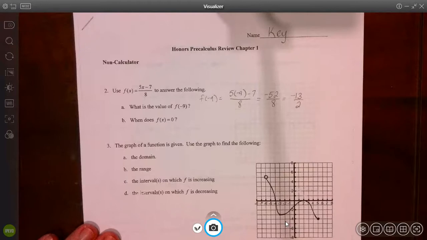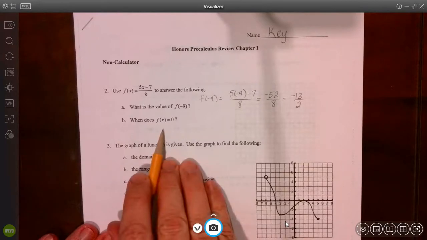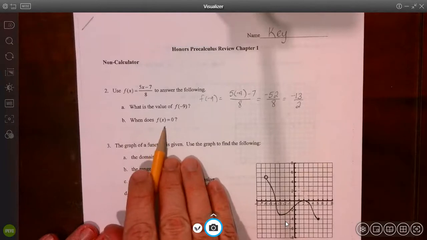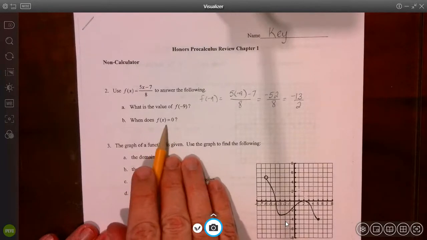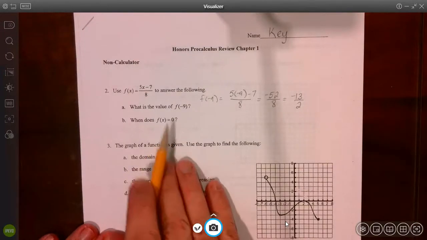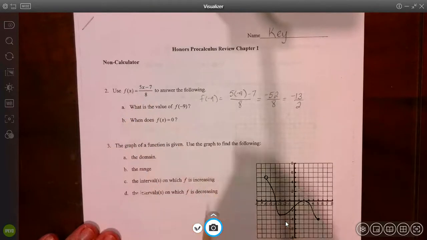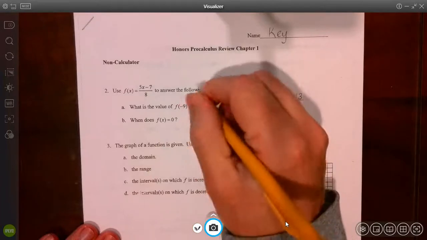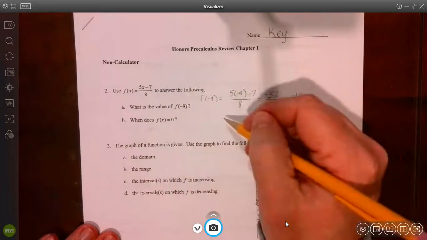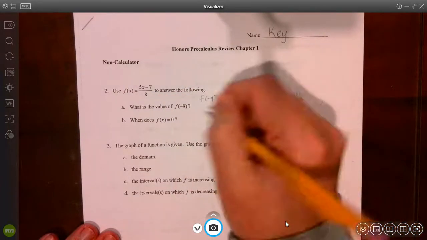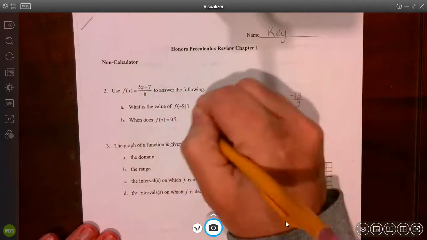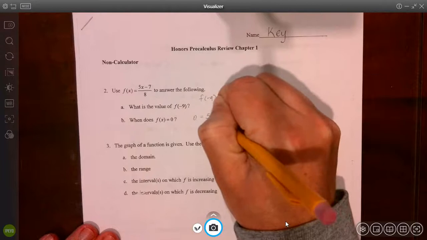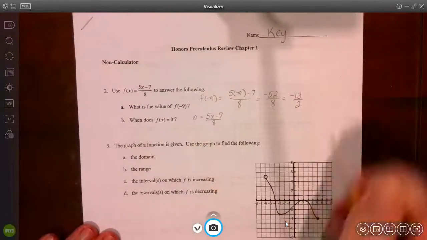Right, letter B, when does f of x equal 0? All right, remember, this is very different than f of 0. What we're trying to do here is find an x value that makes this thing 0. When two things are equal, they are interchangeable. So if I have f of x equals 5x minus 7 over 8, I can replace f of x with 0. So I get 0 is equal to 5x minus 7 over 8.